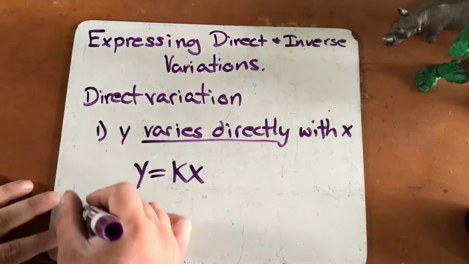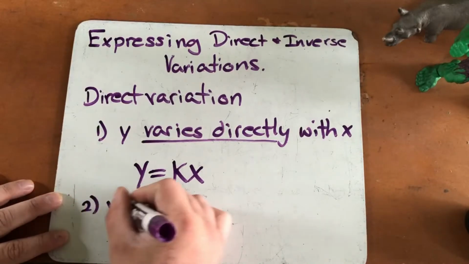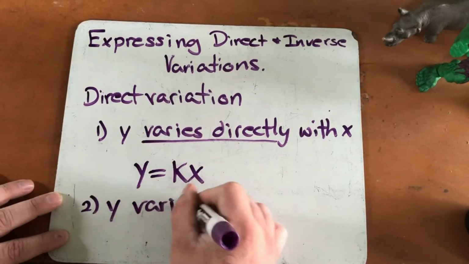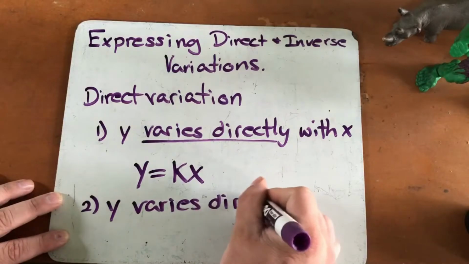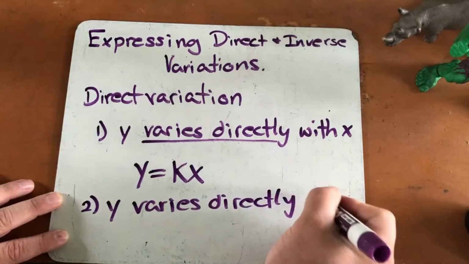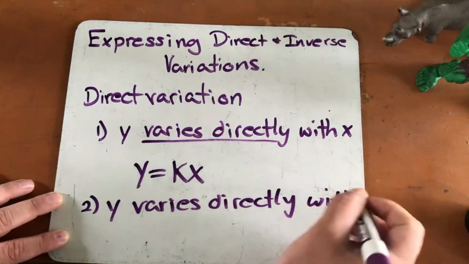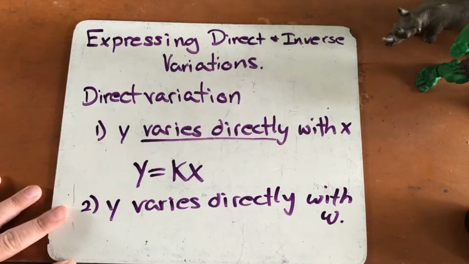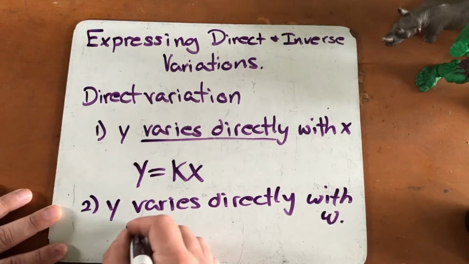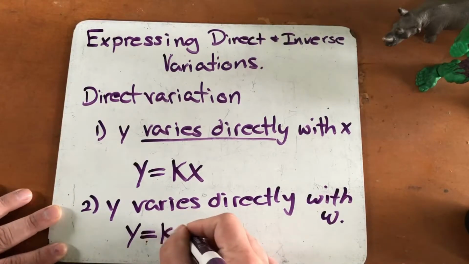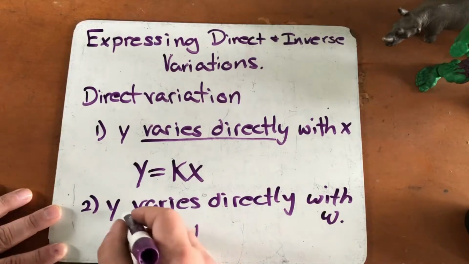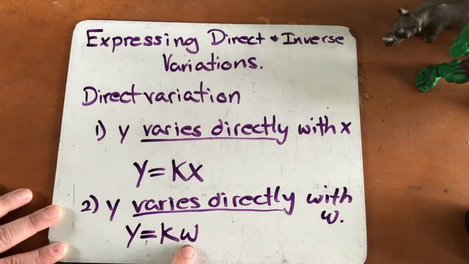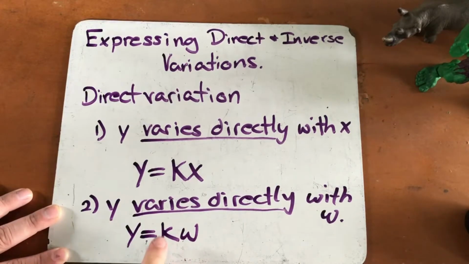All right, my second one's very similar. Let's say I'm told y varies directly with w. So this is basically the same, but it's a different letter. Varies directly tells me it's k, that thing. Now, I could write it kw, I could write it wk, but I'm going to write all of them as kw.